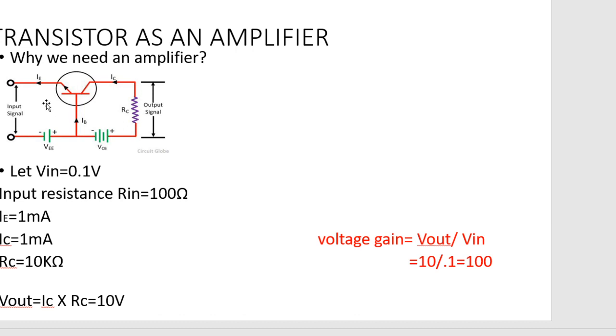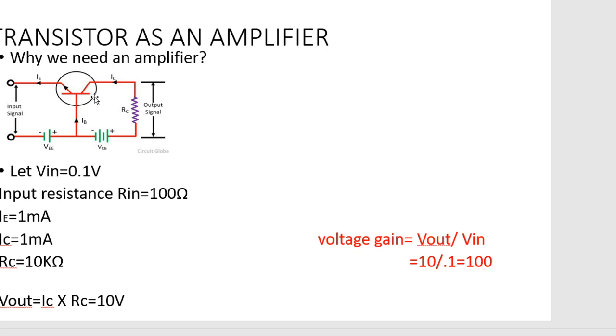To the circuit, we are applying an input voltage of say 0.1 volt, and let the input resistance of the CB configuration be 100 ohm. So what will be this IE? IE will be equal to V in divided by R in. That is 0.1 volt divided by 100 ohm. So that comes to 1 milliampere. So IE will be equal to 1 milliampere.